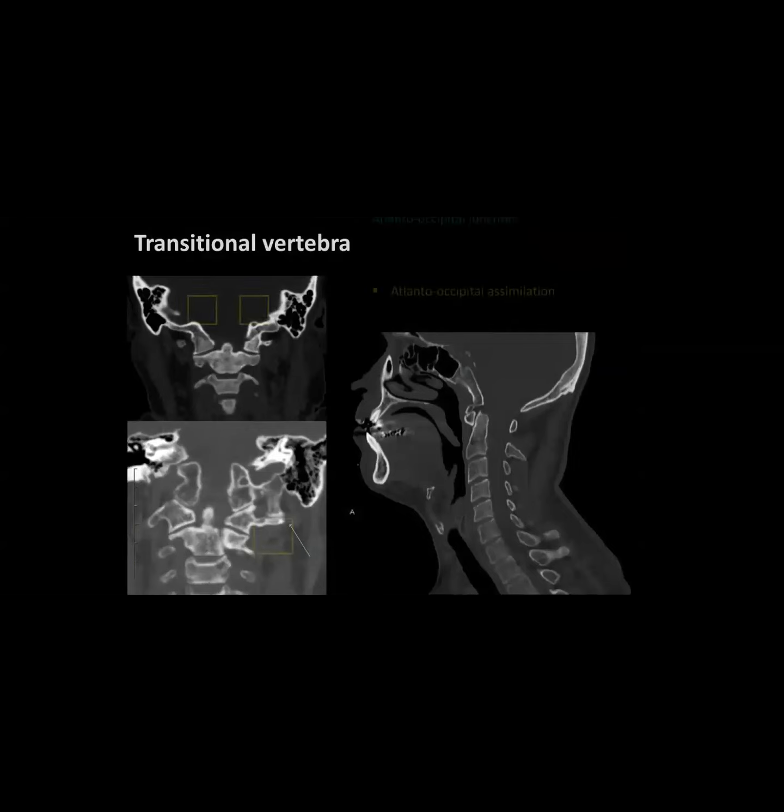Transitional vertebra. In the atlanto-occipital junction, it's present as atlanto-occipital assimilation with complete or partial fusion between the atlanto-occipital joint, or pseudoarthrosis between the transverse process of C1 and the occipital bone, as shown in this section below.